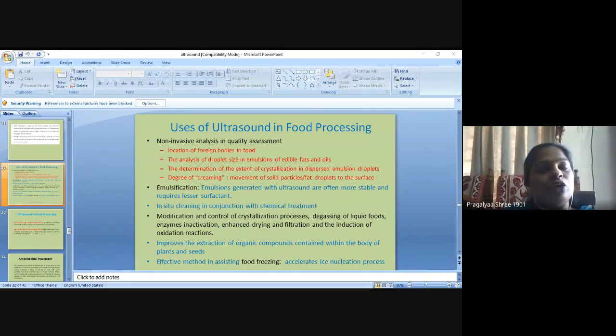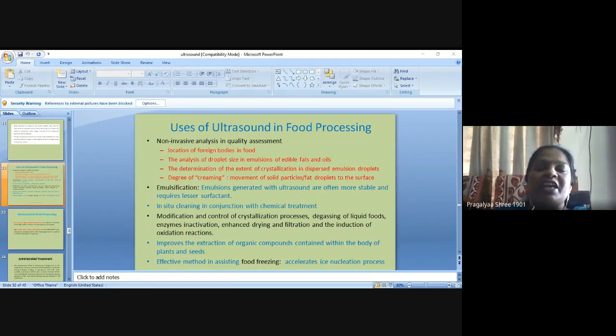It is also used for in situ cleaning in conjunction with chemical treatment. In the case of a water bath system, a soap solution or some other solution can be kept, and that will clean the system. In addition, the chemical reaction also takes place for the substance or medium in the vial. At the same time, the ultrasound bath is able to clean itself. The reaction is carried out on one side, and on the other side the bath cleans itself.